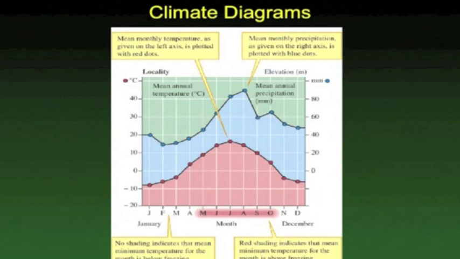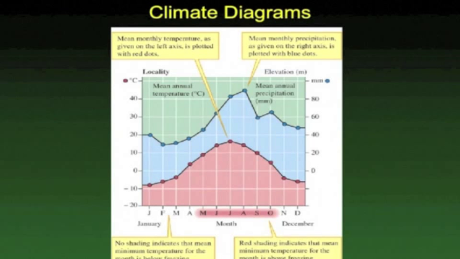When you have the mean annual precipitation line above the mean monthly temperature line, that means that there's enough water for plants to grow and the organisms to survive effectively. When that goes below, then you have kind of a desert environment.